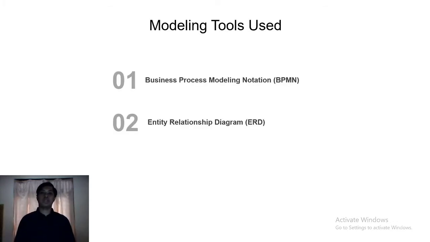Next is modeling tools used. In modeling tools used, we use two models. There are Business Process Modeling Notation or BPMN and Entity Relationship Diagram or ERD. BPMN is used to create business processes. ERD is a relationship between data between tables in a database.